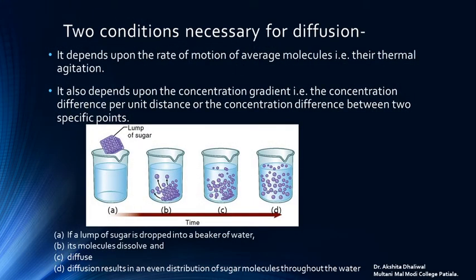There are two necessary conditions required for diffusion. First is the rate of motion of average molecules, that is their thermal agitation, and it also depends upon the concentration gradient, that is the concentration difference per unit distance, or the concentration difference between two specific points. You can easily understand this with the help of this diagram. If a lump of sugar is dropped into a beaker of water, its molecules start dissolving and diffusing, and diffusion results in an even distribution of sugar molecules throughout the water.